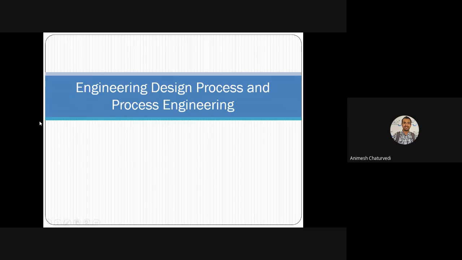In the next, we'll see engineering design process and process engineering. I hope you have enjoyed these functional and non-functional requirements.